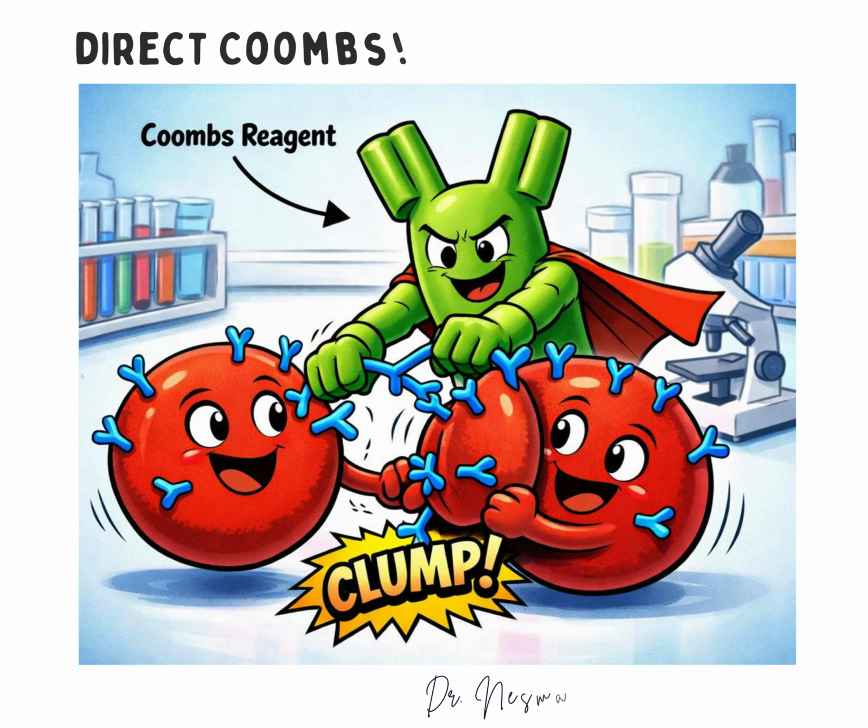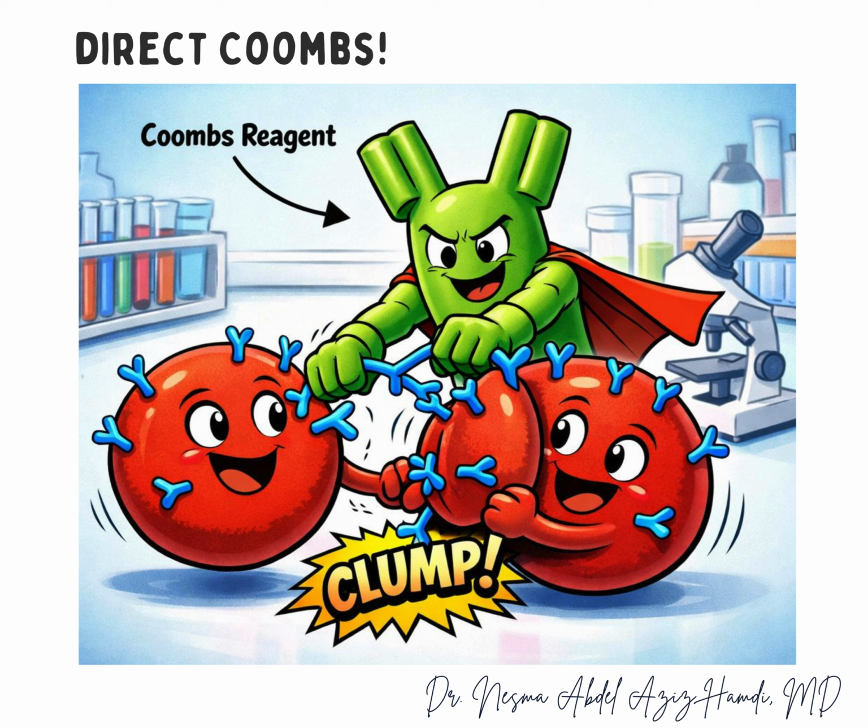The direct Coombs test detects immunoglobulin G antibodies or complement proteins already bound to a patient's red blood cells in vivo. In this test, the patient's red cells are washed to remove unbound serum antibodies and then mixed with anti-human globulin. The appearance of visible agglutination indicates a positive result, confirming that the red cells are coated with antibodies or complement.